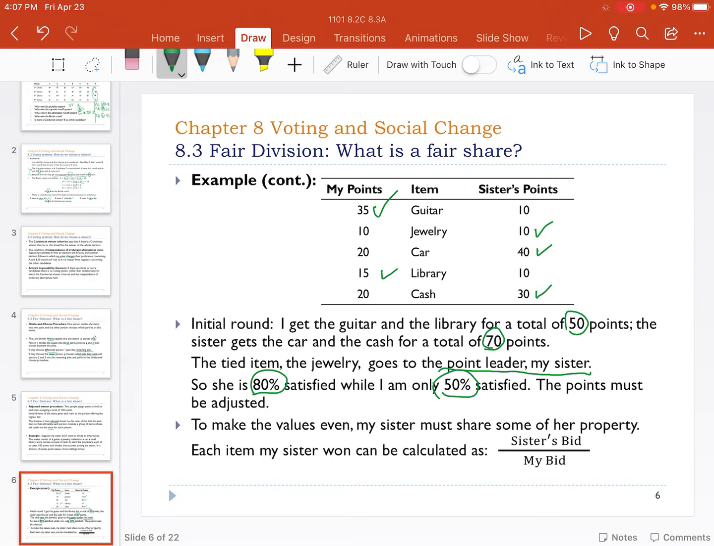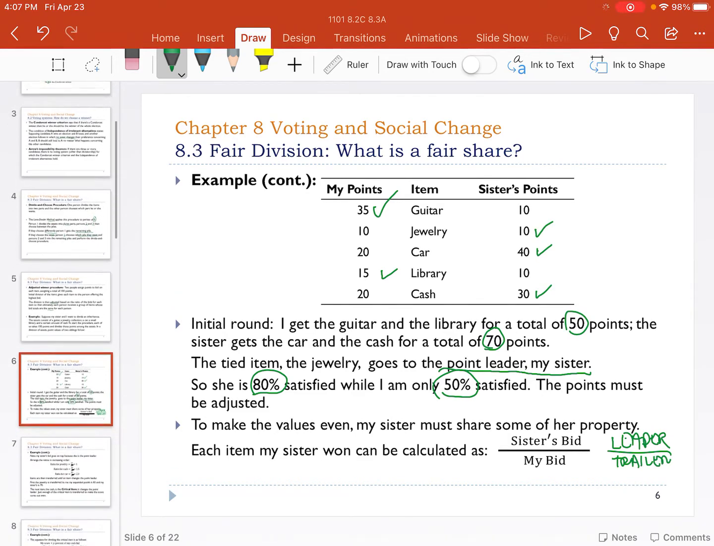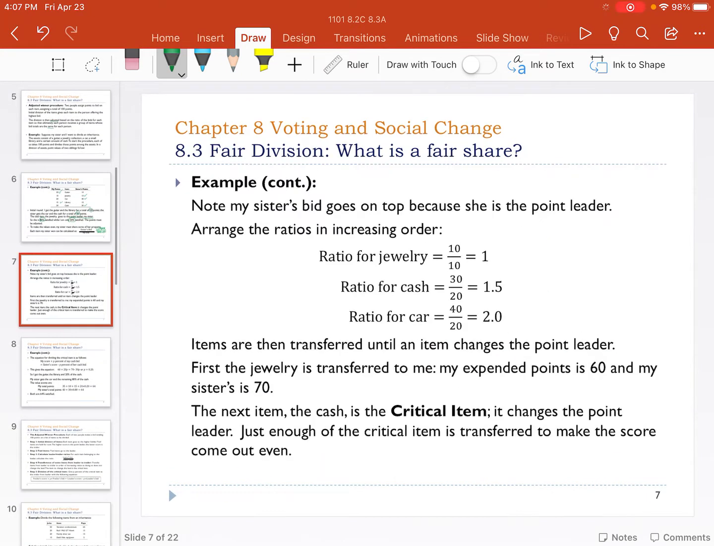So we have this ratio. The leader's property over the trailer's property. In this case, it's sister over my bid. But it's always leader over trailer. This only involves two people. So let's go to the next slide and see what happens.